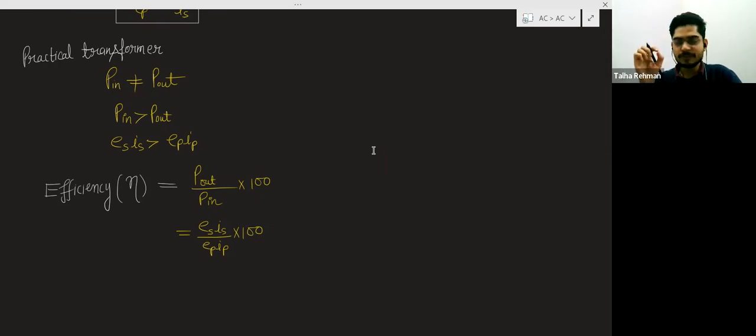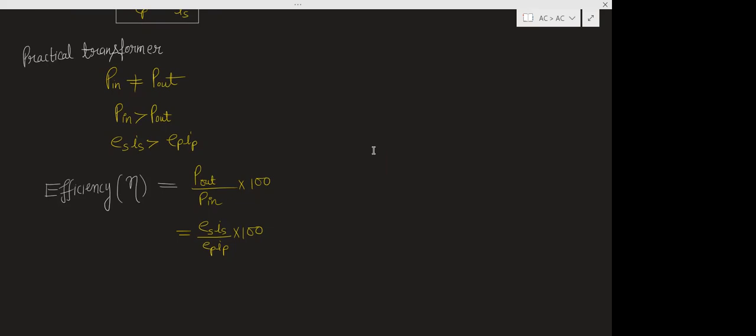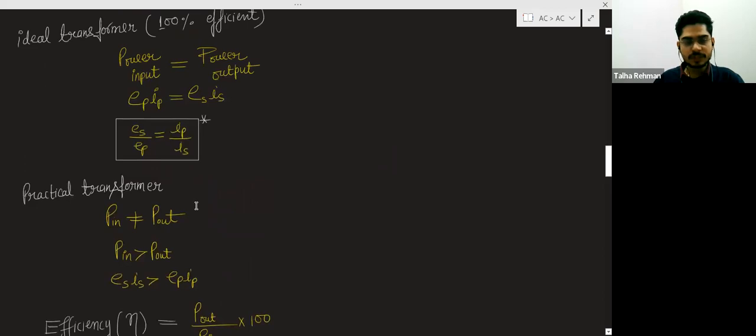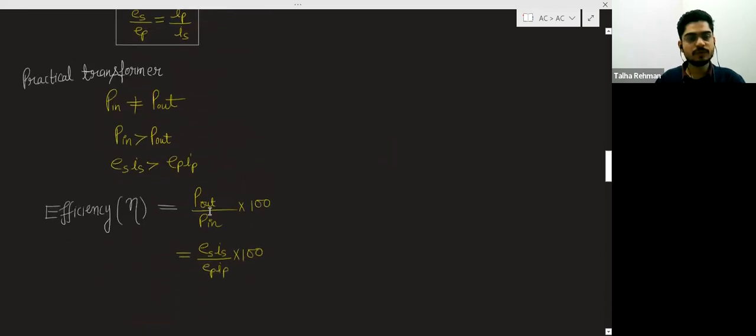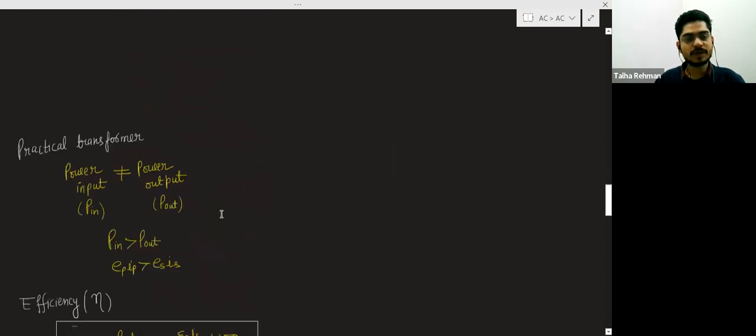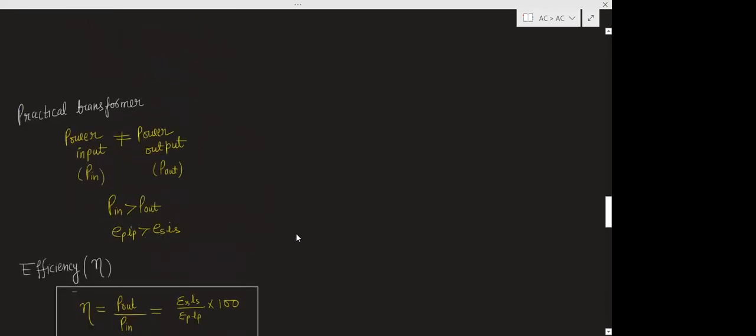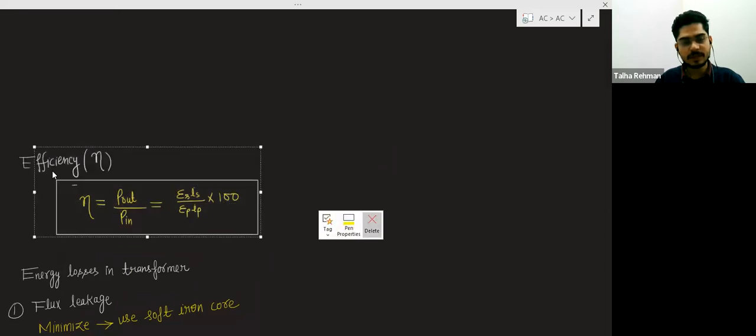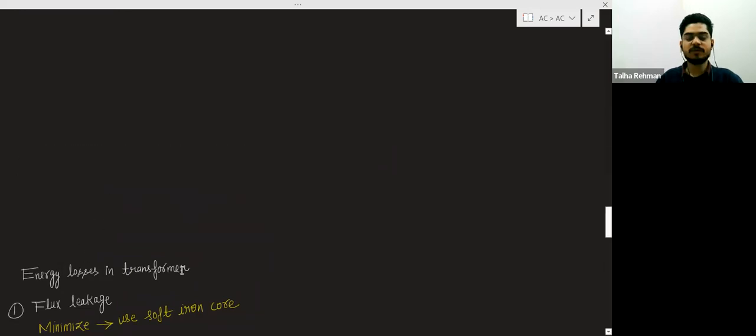After this, we will solve one very simple question in 2 minutes. Then we will wind it up. Okay. In 2 minutes, I can finish this question. But before that, these two relations you have to remember. Okay, you have written this now. In the next class, we will discuss the energy losses in the transformer.